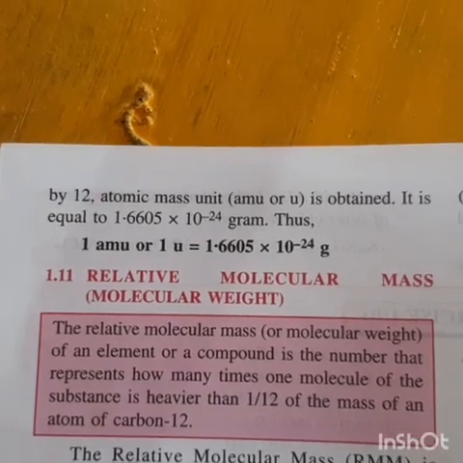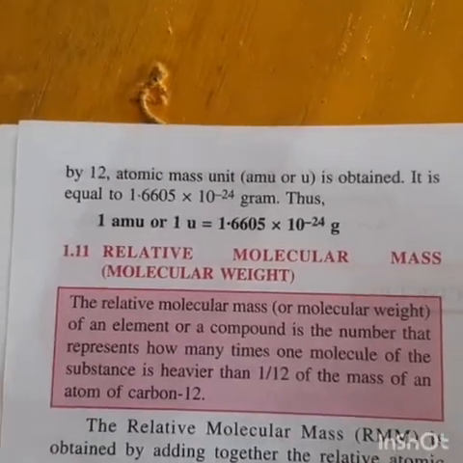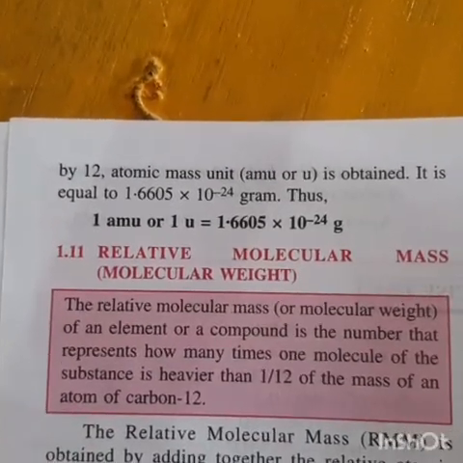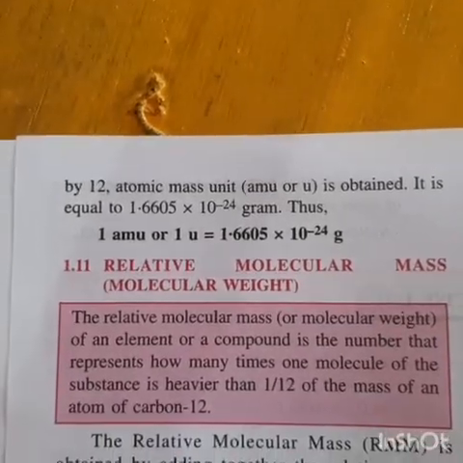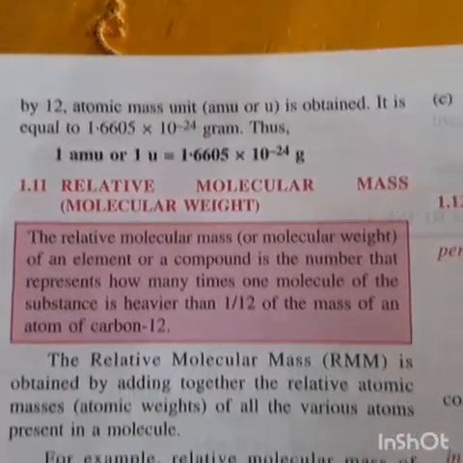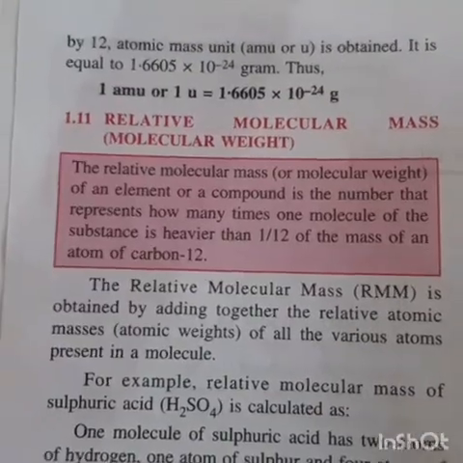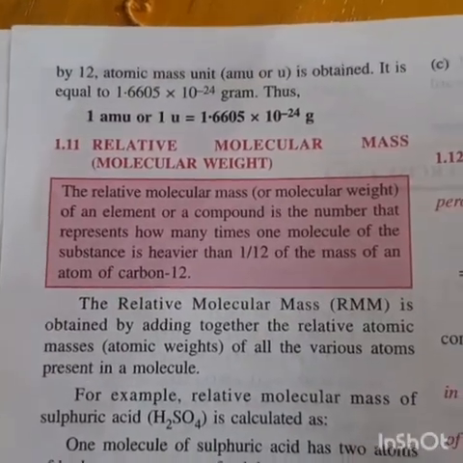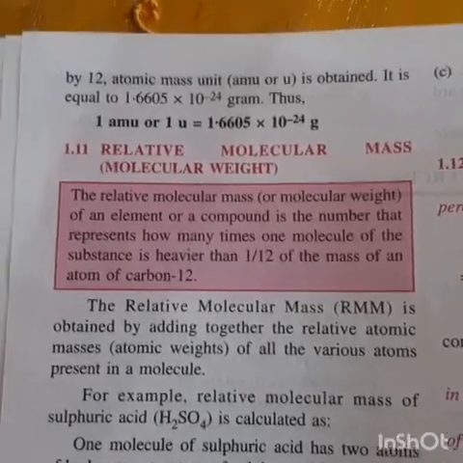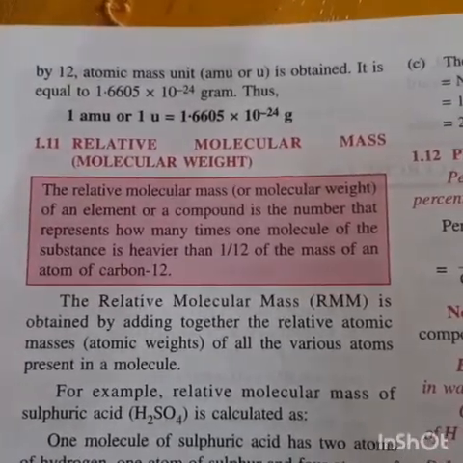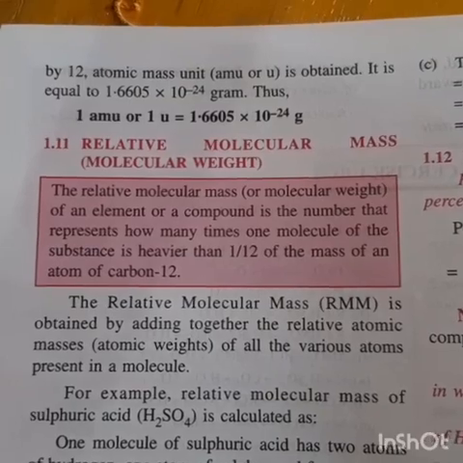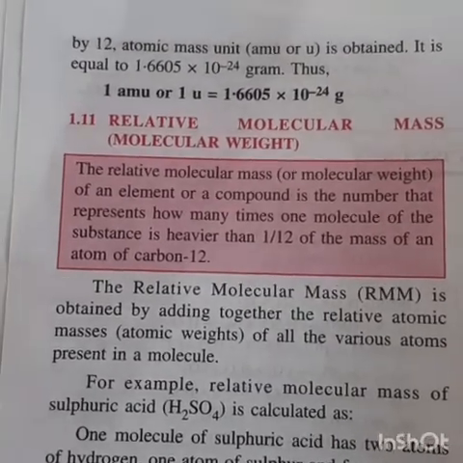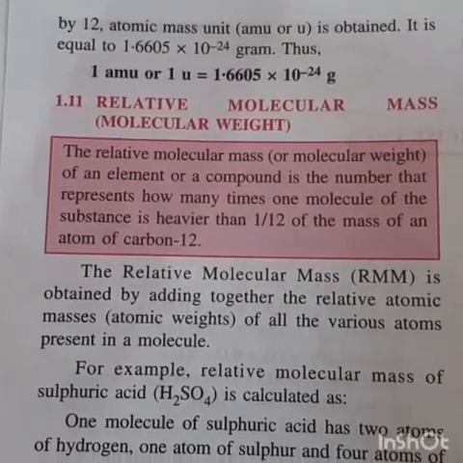This was about relative atomic mass, the mass of an atom in relation to carbon or hydrogen. Now we are studying compounds and molecules. So the mass of a molecule, if calculated according to 1/12 of carbon, will be known as relative molecular mass.